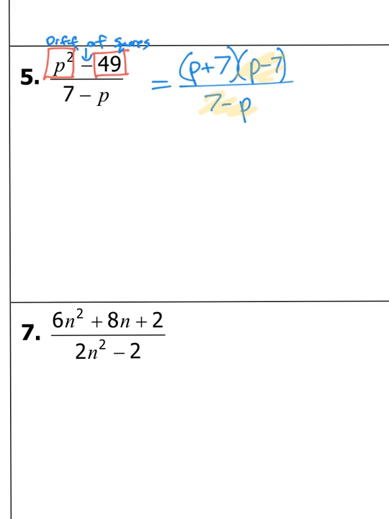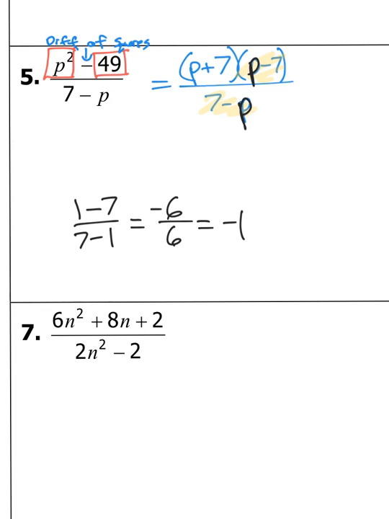Let's just say, let's put some number in for p. Let's just put a 1 in for p. Okay, so instead of a p here and a p here, let's just put a 1 in for those p's. What would that give us? That would give us negative 6 over 6. What would that reduce to? It'd be a negative 1.